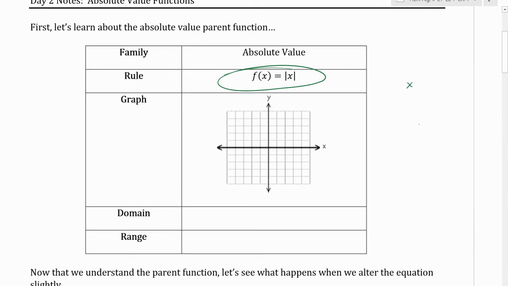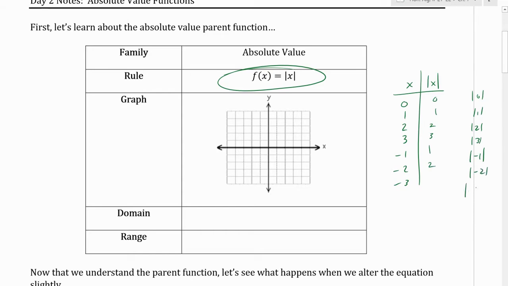So really, let's just start like y'all did when you were younger and you made a T-chart. Let's just plug in some numbers and go the other way. If I'm doing the absolute value of 0, I'm going to get 0. Absolute value of 1, I get 1. Absolute value of 2, I get 2. Absolute value of 3, I get 3. Absolute value of negative 1, I get 1. Absolute value of negative 2, 2. Absolute value of negative 3, 3. So we got a bunch of ordered pairs: 0, 0; 1, 1; 2, 2; 3, 3.